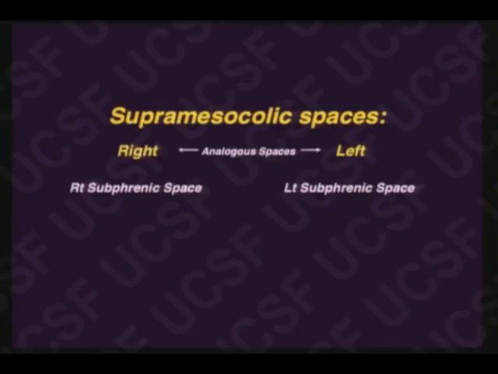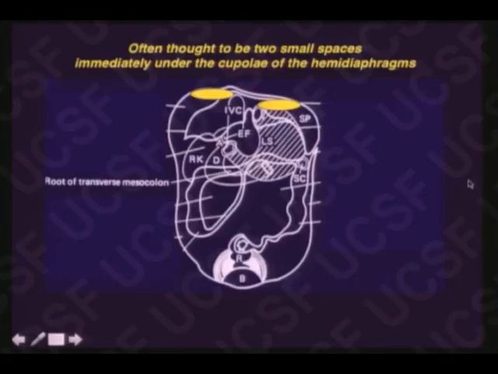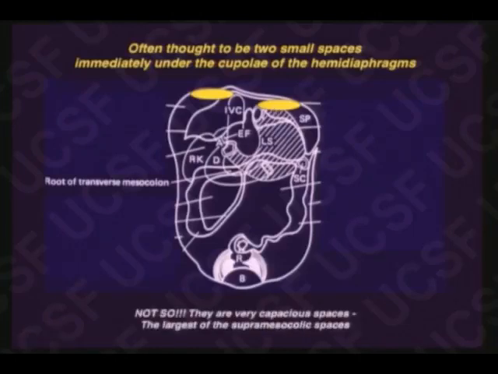The spaces are analogous, so we have a right subphrenic space and a left subphrenic space. Unfortunately, the subphrenic spaces are erroneously often thought of as being immediately under the cupola of the hemidiaphragms and reasonably small spaces. Nothing could be farther from the truth. These are very capacious spaces. In fact, they are the largest of the supramesocolic spaces, and it wouldn't be impossible at all for somebody to have 3 separate abscesses, all of which needed to be drained, all of which were in the left subphrenic space.